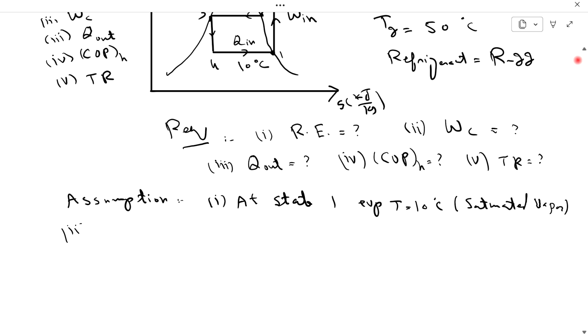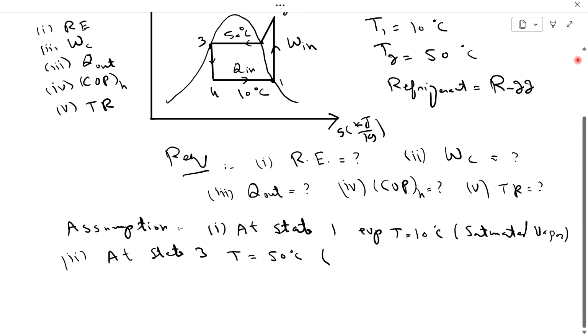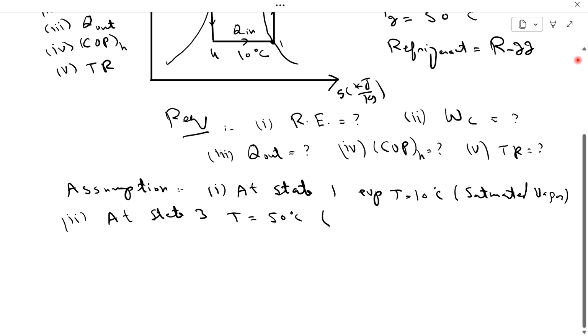Assumption number 2: at state 3, the temperature is equal to 50 degrees centigrade, and this line is the saturated liquid line. So at this point the refrigerant is saturated liquid.